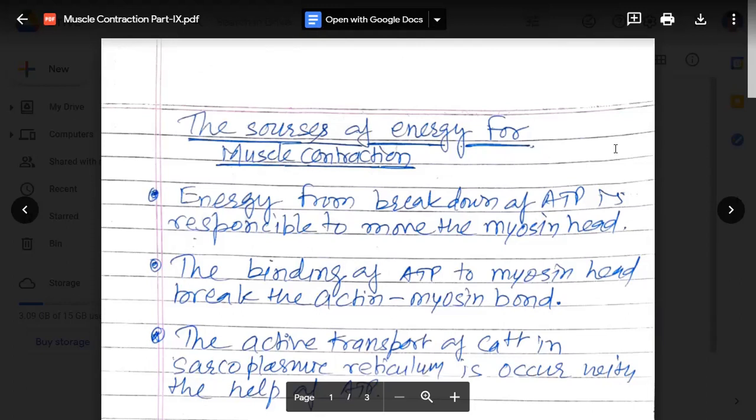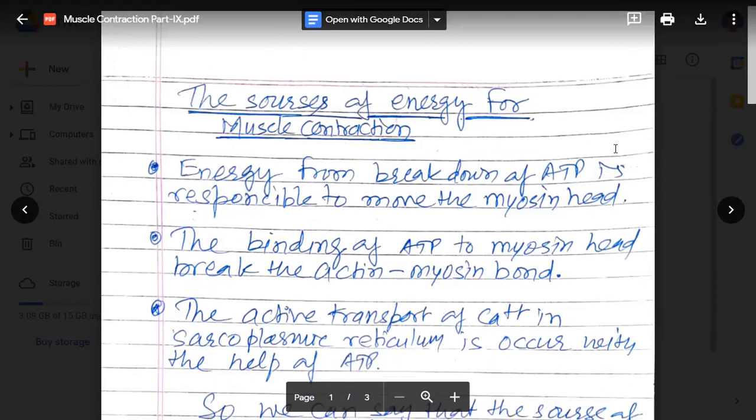The energy from breakdown of ATP is responsible to move the myosin head. The binding of ATP to myosin head breaks the actin myosin bond. The ATP in the myosin head breaks into ADP and phosphate group by the enzyme ATPase. The active transport of calcium in sarcoplasmic reticulum occurs with the help of ATP.